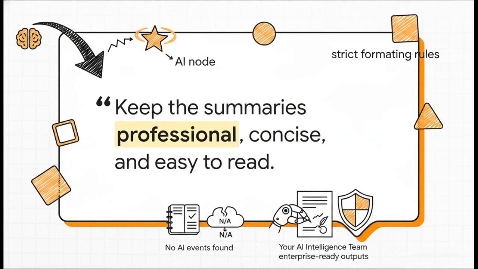Once that data is perfectly merged, it hits our Gemini AI node. And here is where we apply our final prompt updates. We need to give the AI strict formatting rules. I'm talking headline in all caps, summary in 1 to 2 sentences. We're also going to add a fallback. So if no events are found, it should gracefully output no AI events scheduled this week. We instruct it to keep things professional, keep it concise, and to sign off as your AI intelligence team. Remember, strict prompts equal clean, reliable, enterprise-ready outputs every single time.